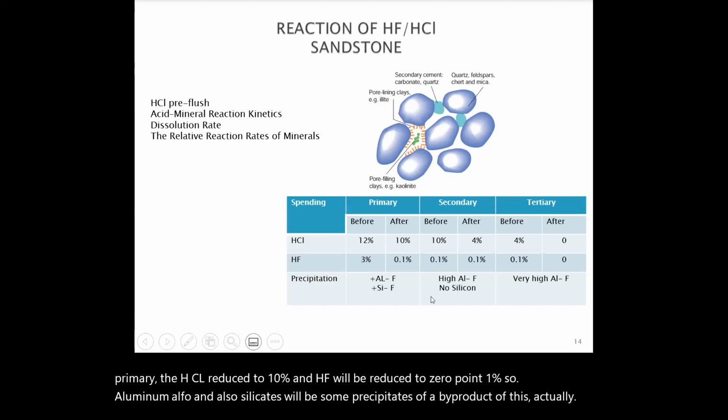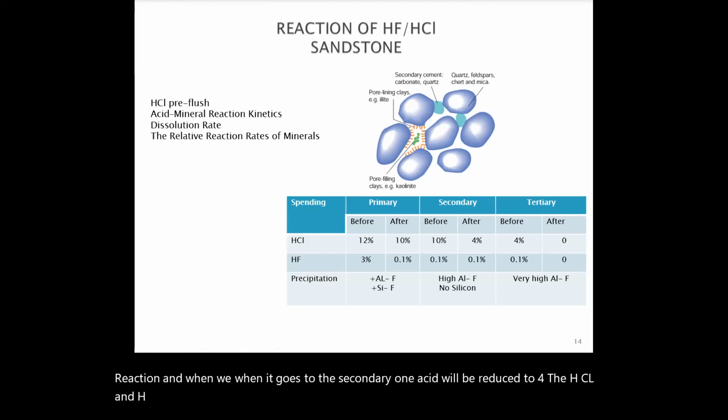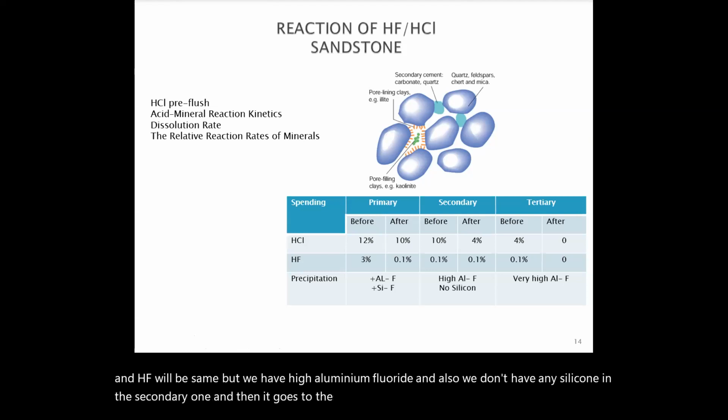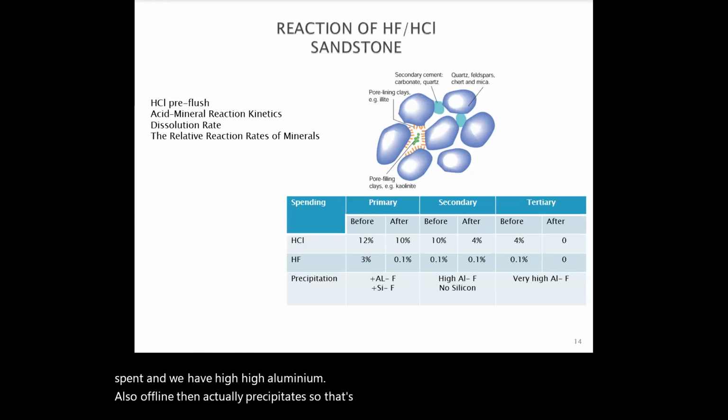And when it goes to the secondary one, the acid, the HCl, will be reduced to 4%, and the HF will be the same, but we have high aluminum fluoride, and also we don't have any silicon in the secondary one. And when it goes to the tertiary, both HCl and HF have been spent, and we have high aluminum fluoride precipitates.